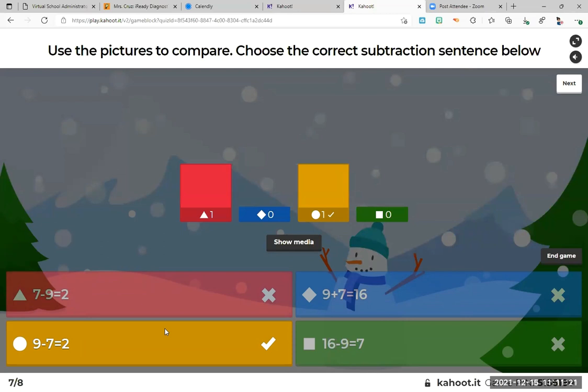Try the yellow one. That one's right. 9 fingers. And now we can take off 7 of them. Eat 7 fingers. Ah, that one does make sense. All right, so make sure that your problems make sense. Okay, let's go on.